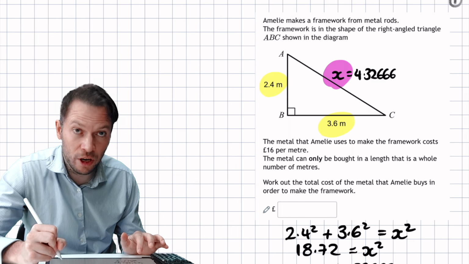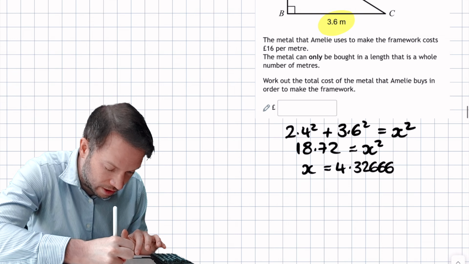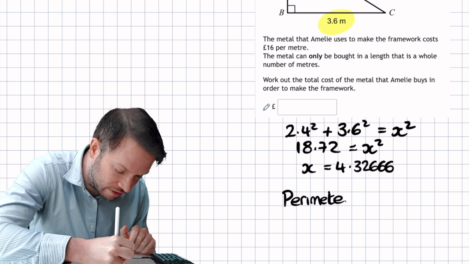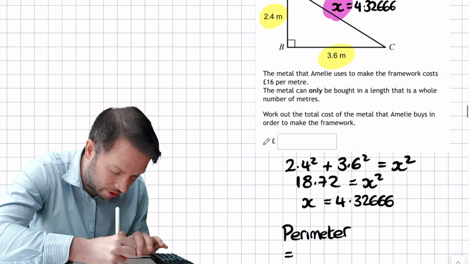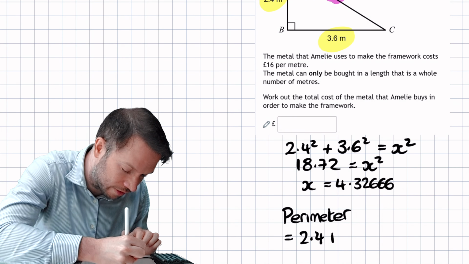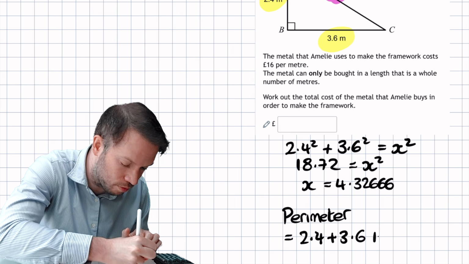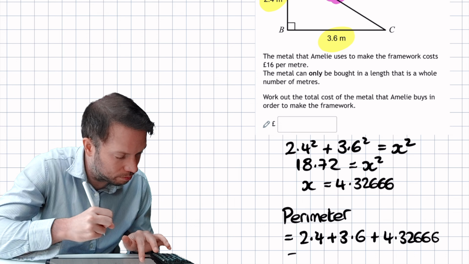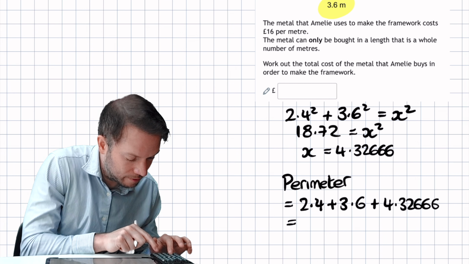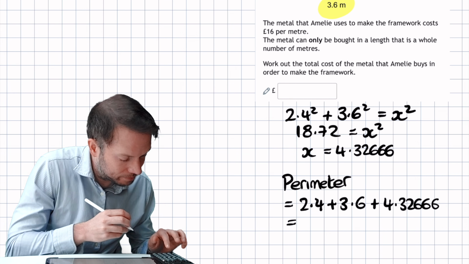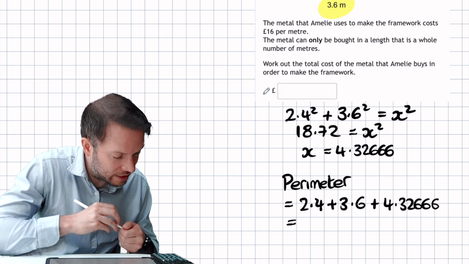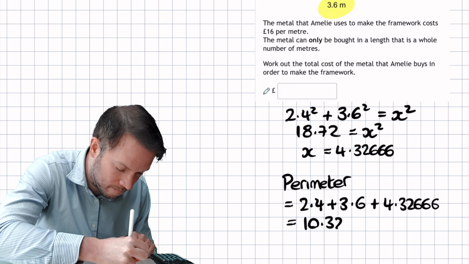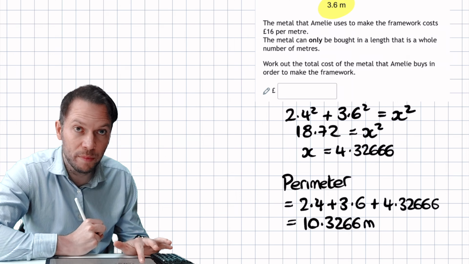So we now know the total amount of metal that's needed, because that's going to be the perimeter. The perimeter is just the 2.4 plus the 3.6. We're adding all the side lengths plus the 4.32666. And that total perimeter is 10.32666 metres. So that's the total perimeter.